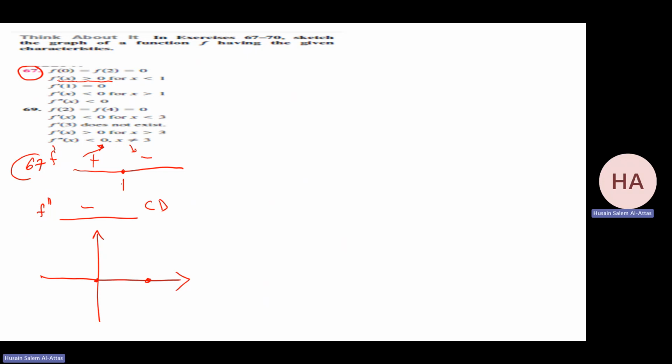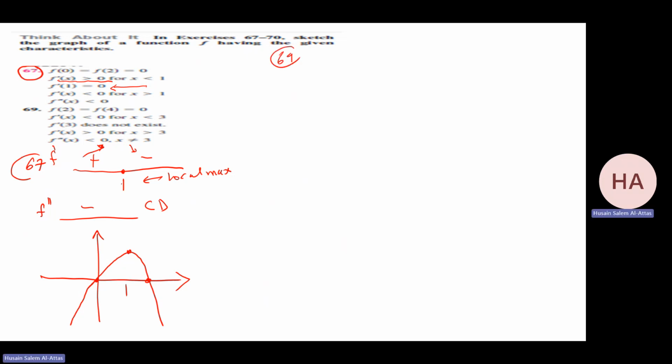Okay, and it's increasing before 1. 1 will make a difference. I don't know what 1 is. And at 1, I have a tangent line. So I have a local maximum here. That will do something like this. This is at 1. So this is f of 0 equal 0. F prime is positive, increasing, then decreasing, and this is concave down all the way. So this is the function.